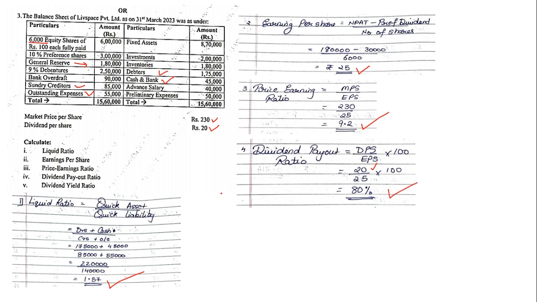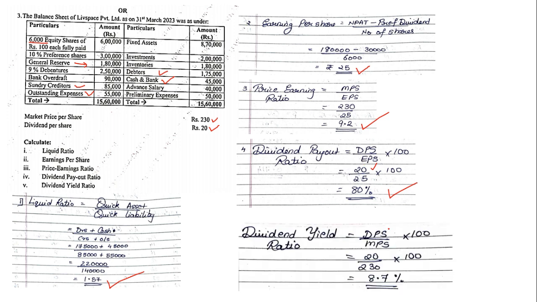And last, dividend yield ratio is the same formula, but instead of earning per share, it will be market price per share. So dividend yield is DPS upon MPS into 100, 20 upon 230 into 100, which comes to 8.7%. Okay, so this was a sum based on ratio analysis where they had asked us to find 5 ratios. So you all can note down once, then we'll jump to the next type of sum.